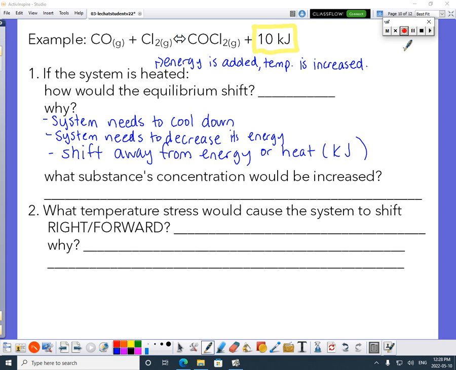Okay, so again, we're going to look for the direction or the side of the equation that does not have energy. So what side does not have energy? The left or the right? The left. So if you heat the system up, it's going to shift left or reverse, because if you go this direction, you're not using any energy. You're not making any more energy. If you went to the right, you would make more kilojoules, which is not the opposite of heating.